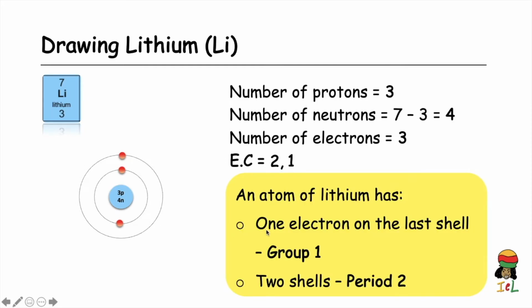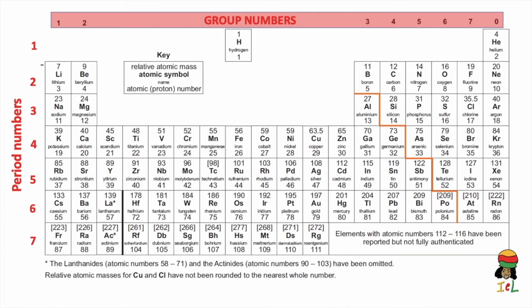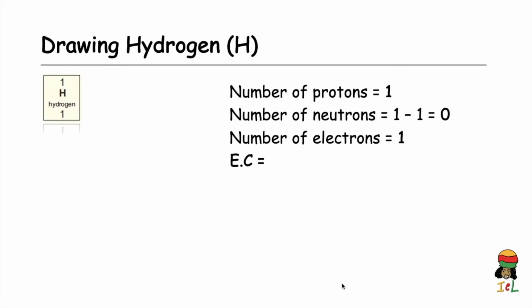So an atom of lithium has 1 electron on the last shell, which means it's located in group 1, and because it has 2 shells, we know it's located in period 2. Let's do a quick check of the periodic table to see if lithium is in that precise location. So we go to group 1 and count down 2 periods. So we go 1, 2 periods. Here it is, lithium.